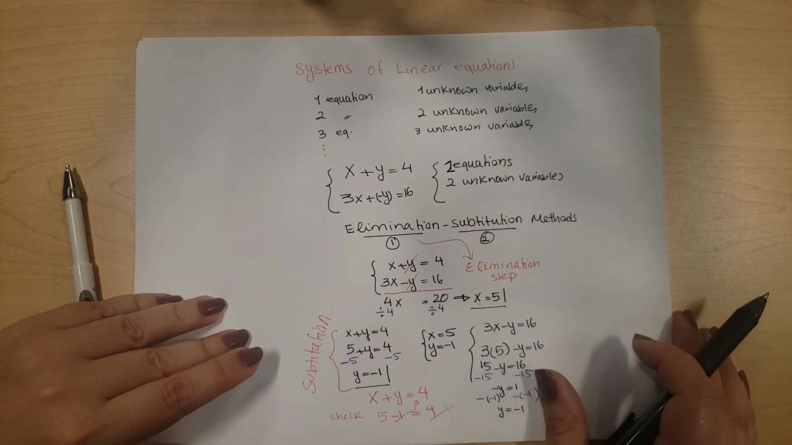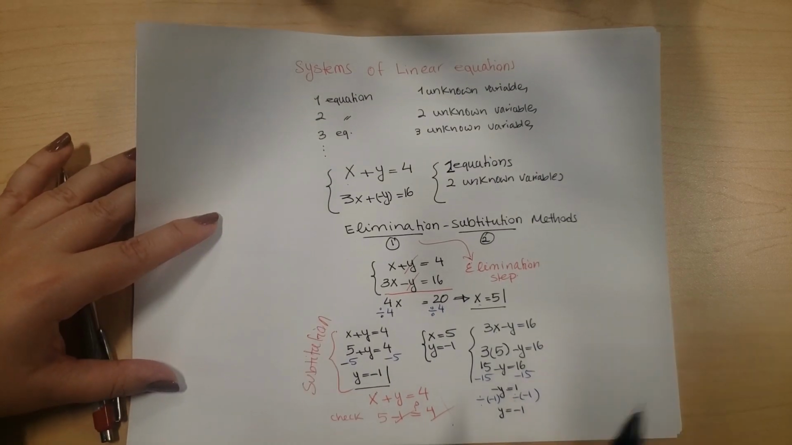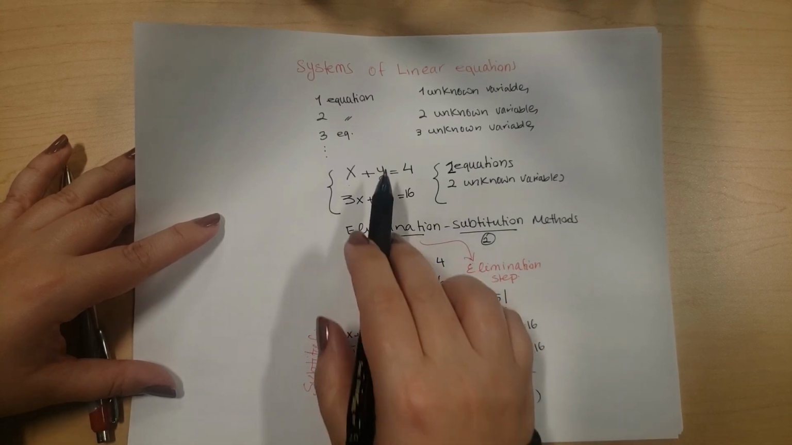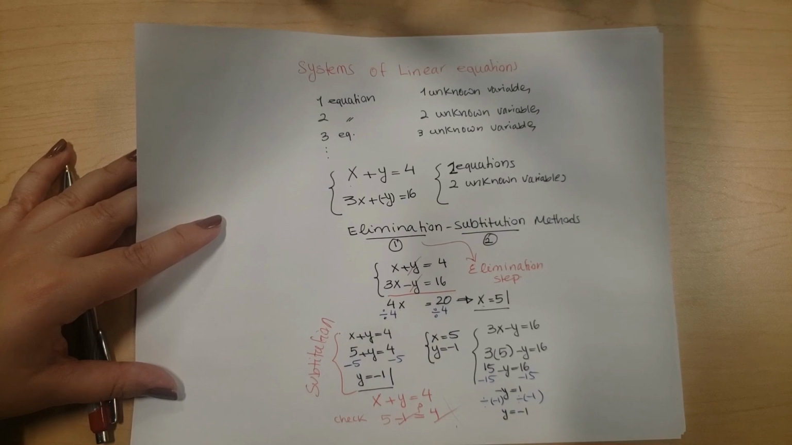And my advice to you, whenever you solve an equation, go back and check your answers. So here I found the value of x is 5, y is -1. I go back to my original equation, substitute it, and make sure the answer is satisfied.